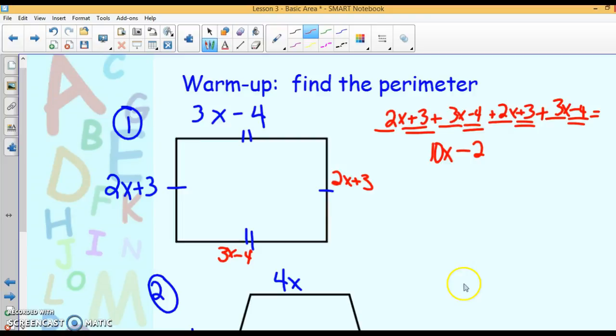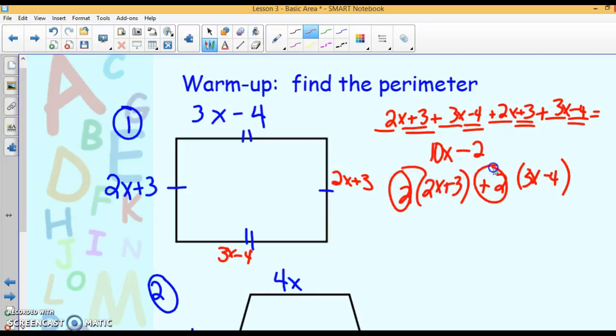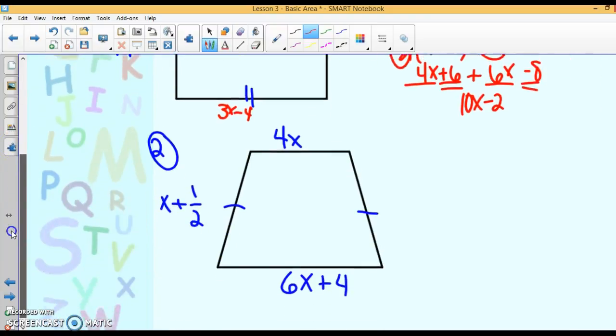You can't solve. All you're doing is finding the perimeter. It's just an expression. Now, the other way I could do this problem, couldn't I do 2 times the length plus 2 times the width? Now, that's what happens here. I'm going to use the distributive property. So I'll have 4x plus 6 plus 6x minus 8. I'm going to combine my terms. I get 10x minus 2. Same difference.